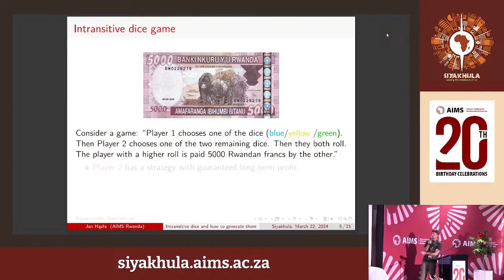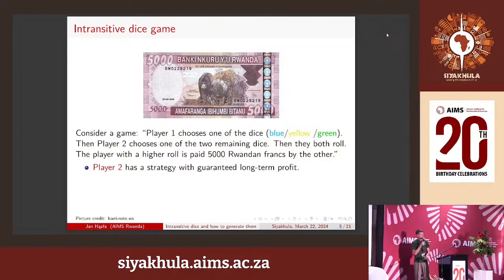The first player can choose one of those, so blue, yellow, or green. Then player 2 can choose one of the 2 remaining dice. Then they both roll, and the player with a higher roll is going to be paid 5,000 francs by the other one. And an interesting point about this game is that player 2 has a strategy with a positive expected value.